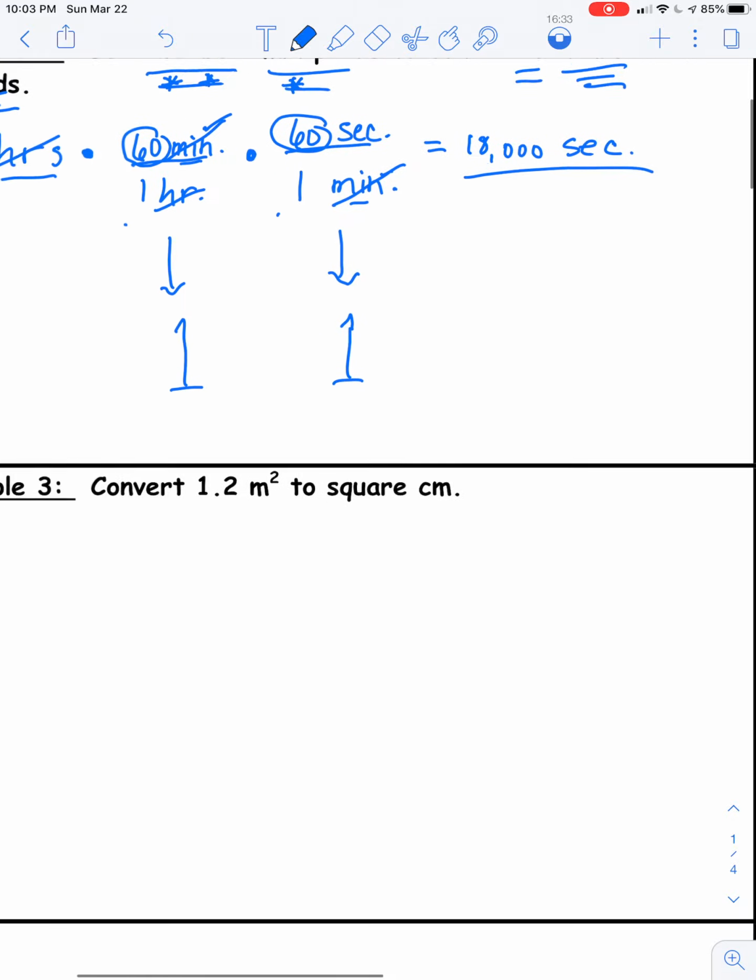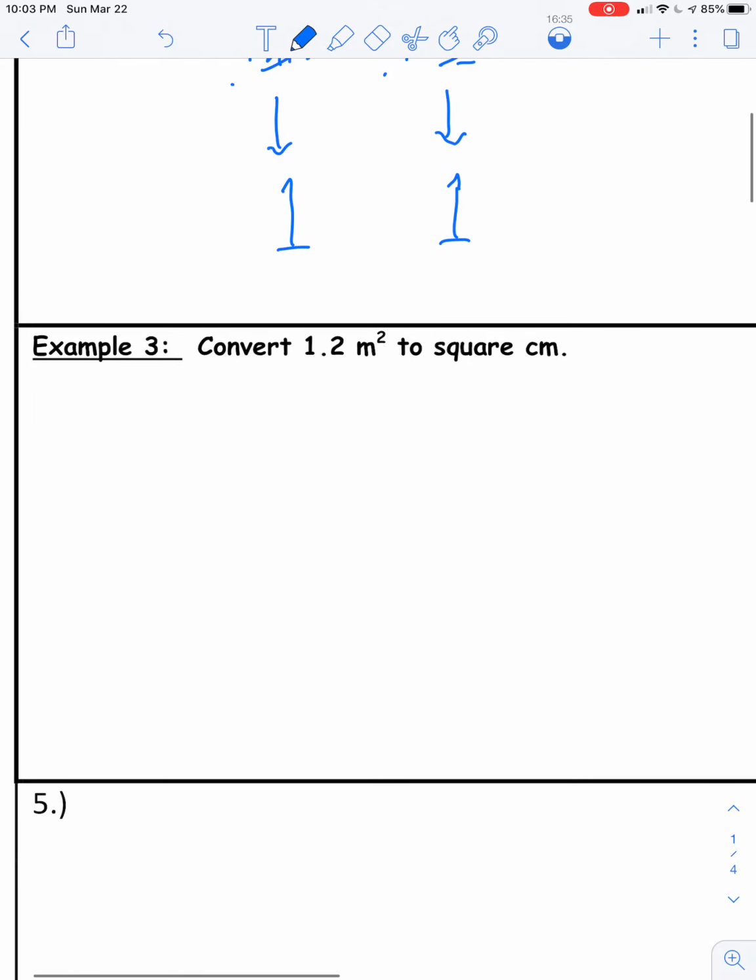All right, we're going to try another example, example 3 over here. We're going to convert 1.2 meters squared to square centimeters. So we start with 1.2 meters squared. We're going to rewrite that as 1.2 times 1 meter times another meter, because remember, this part represents that. Okay, now let's get our unit multipliers.